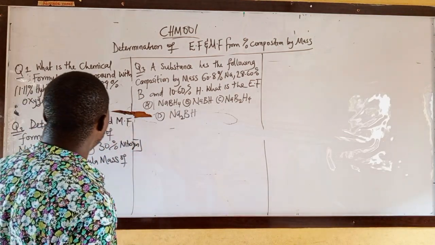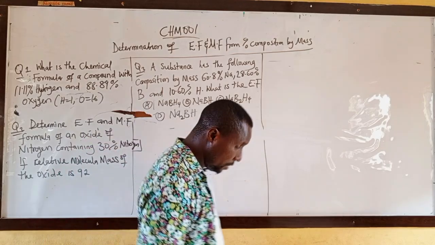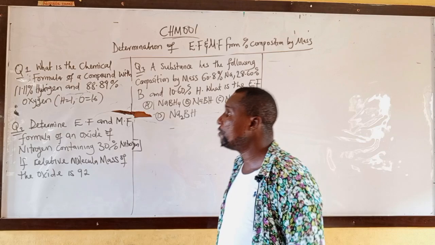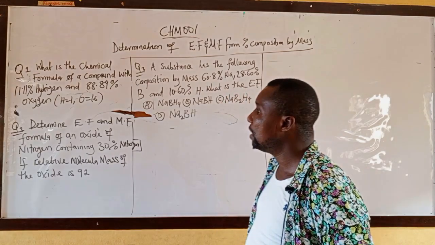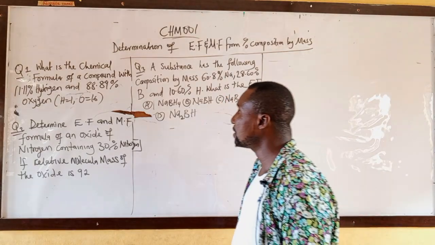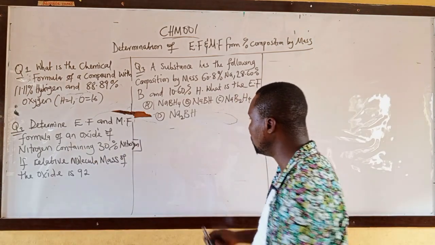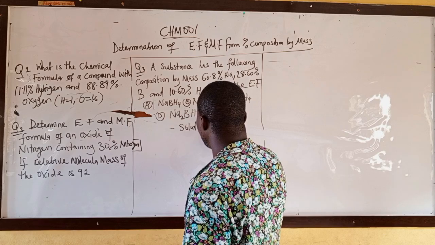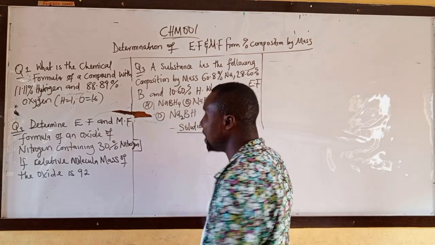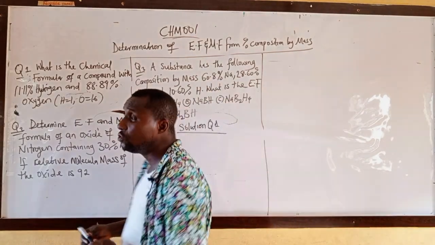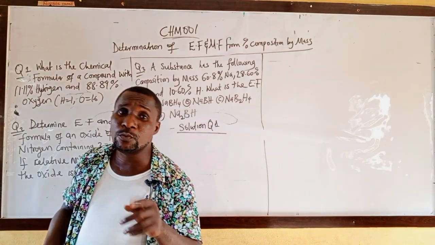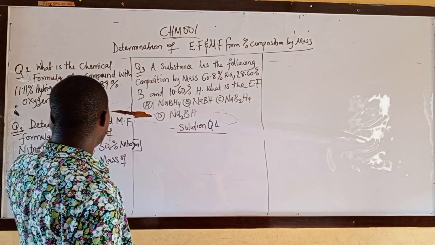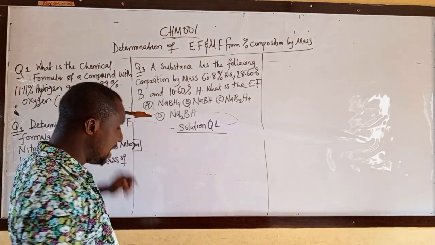What is the chemical formula of a compound with 11.11% of hydrogen and 88.89% of oxygen? Solution to question 1. How can we get this? The first thing you have to do is get the atomic weight ratio of each of these elements in that compound.